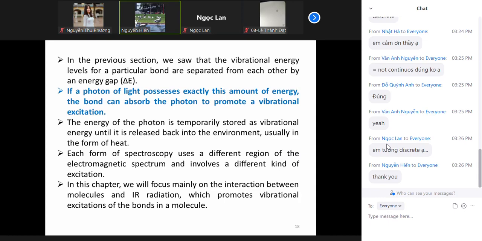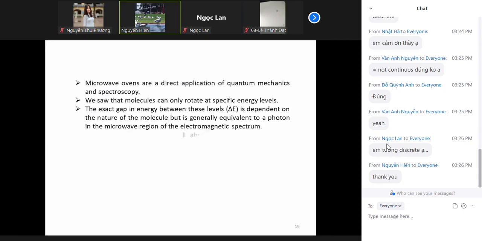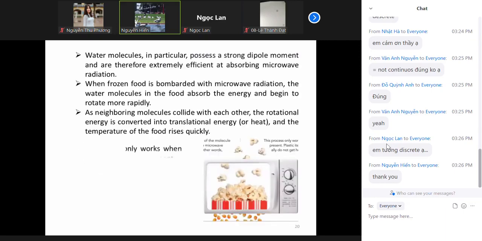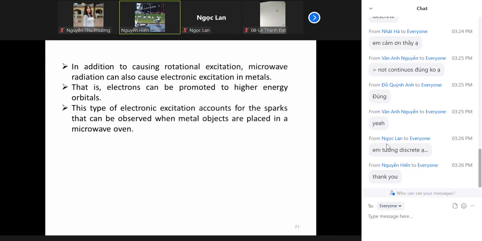Okay, so in this chapter, we will just talk about infrared radiation because it promotes vibrational excitation of bonds. Okay, this is just some more to read at home, so I will not talk about this.